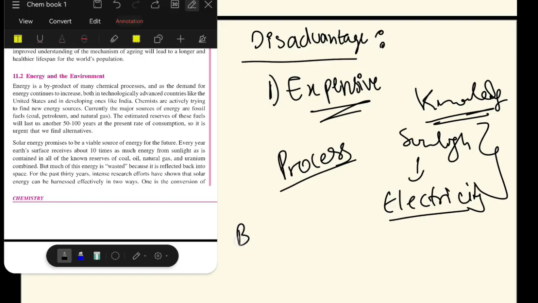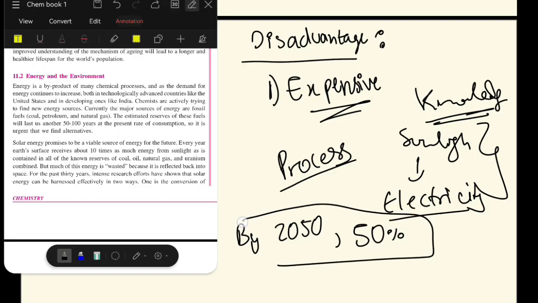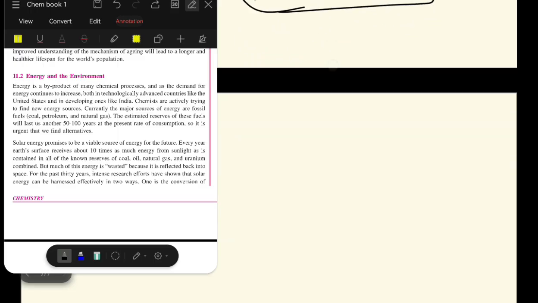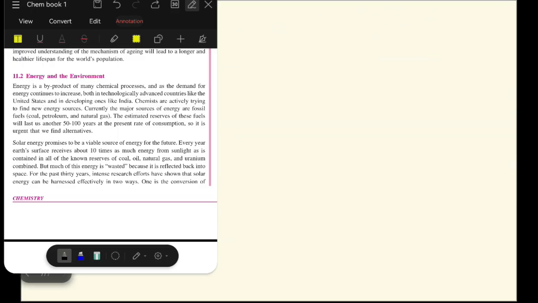By 2050, it is predicted that at least 50% of our electricity or energy need will be supplied by solar energy. But that's just a prediction. We'll have to see in 2050. Okay, you tell me in 2050.